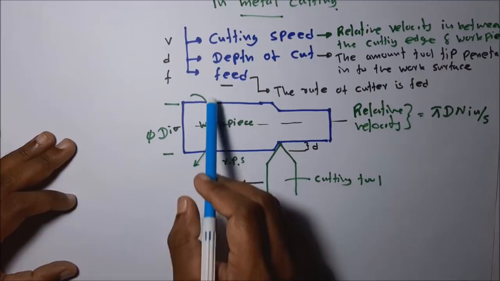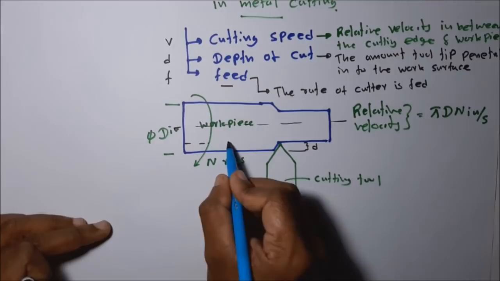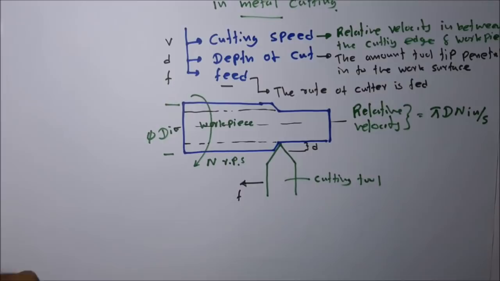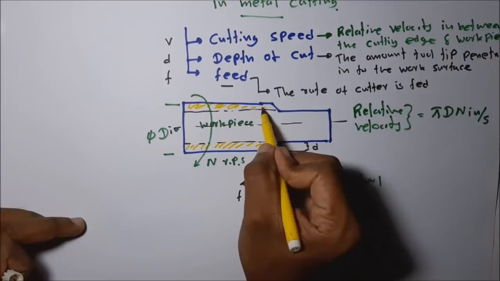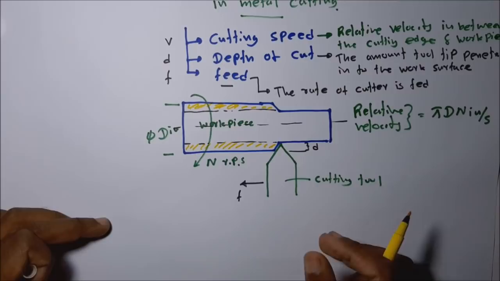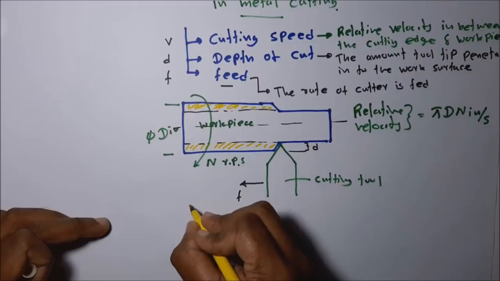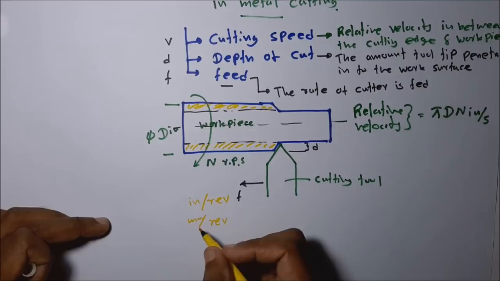Then the feed, the rate at which the cutter is fed, is called the feed. While rotating the workpiece, to remove this material, we have to move the tool parallel to the rotating axis of the workpiece. Then only we can remove this material, no? The rate at which the cutter is fed is called feed rate. It is measured depending on the operation. In this operation it is measured in inches per revolution, millimeters per revolution. In some situations it is also given as feed speed, meters per second, inches per second.